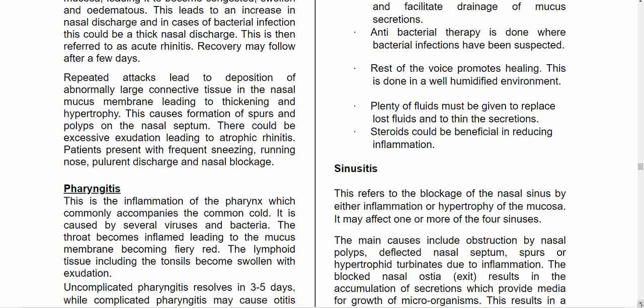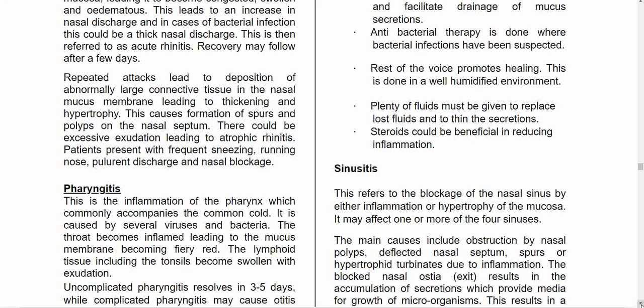So let's start with pharyngitis. This is the inflammation of the pharynx, which commonly accompanies the common cold. It is caused by several viruses and bacteria. The throat becomes inflamed, leading to the mucous membrane becoming fiery red. The lymphoid tissue, including the tonsils, becomes swollen with exudates.